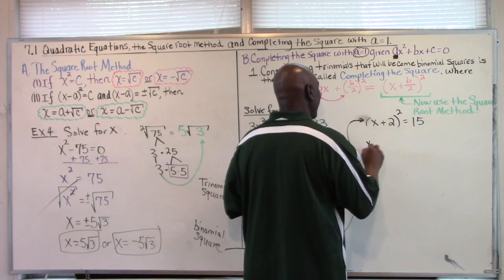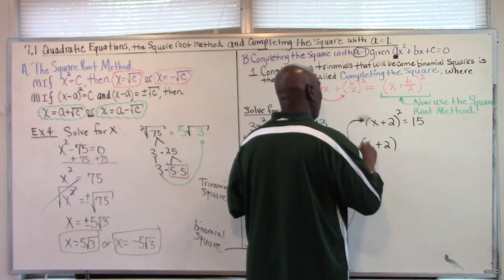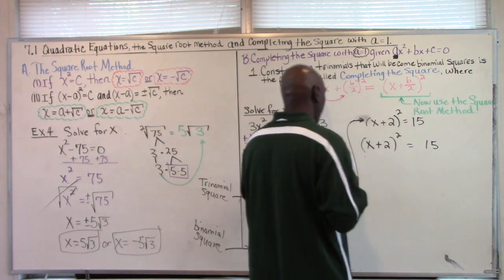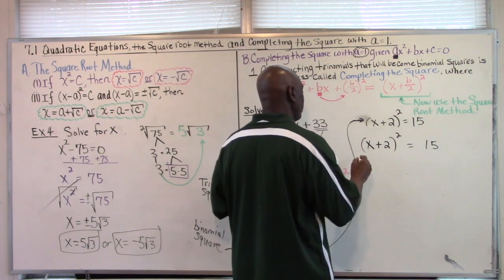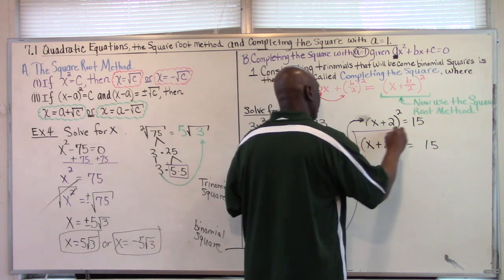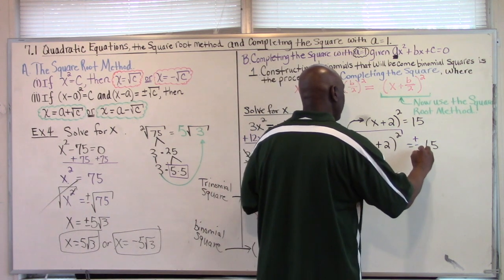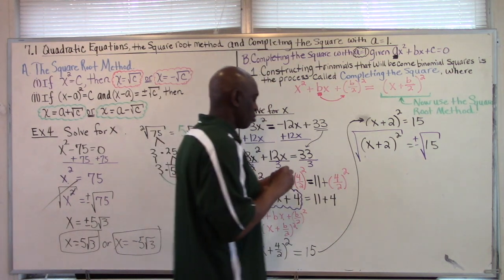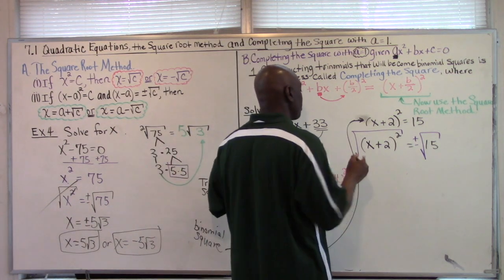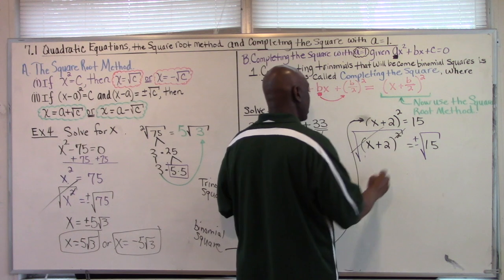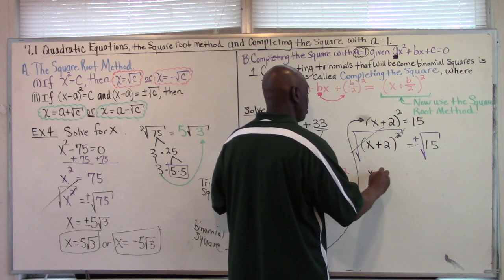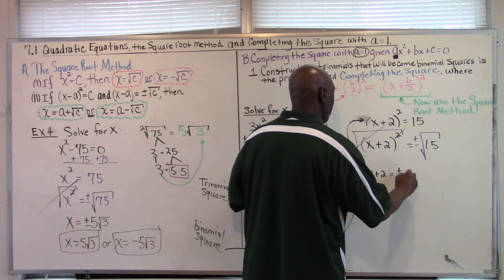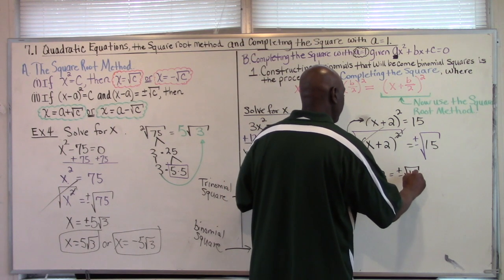So we're going to have (x plus 2) quantity squared equals 15. And we're going to have to put our square root here, plus or minus the square root there. Okay? The square and the square root will cancel. So I'm left with x plus 2 equals plus or minus the square root of 15.